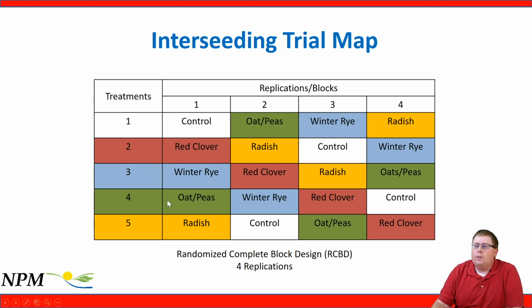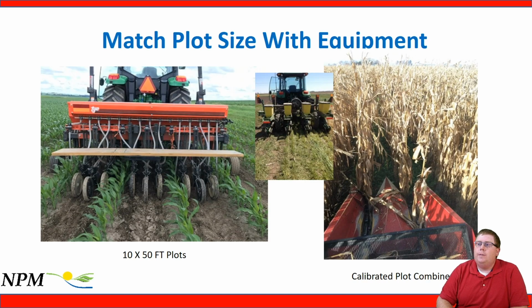You'll see that none of these are in the same order across blocks. And you'll also see they're not in the same order as what I presented in the previous slide. So this is a randomized complete block design where each plot is in a different location in each block, and the blocks are randomized as well over 4 replications.